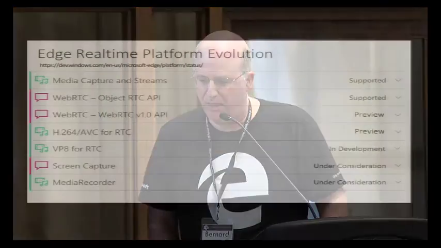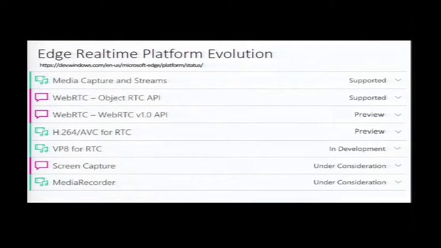So a little bit of an update on the Edge Realtime platform. It's about a year since we originally shipped support for real-time communications in Edge. At that time, we shipped with support for media capture and streams, getUserMedia, as well as ORTC. Mostly that release was focused on interoperable audio. Since then, in the Windows 10 Anniversary Update, we have shipped support for H.264 AVC Experimental.